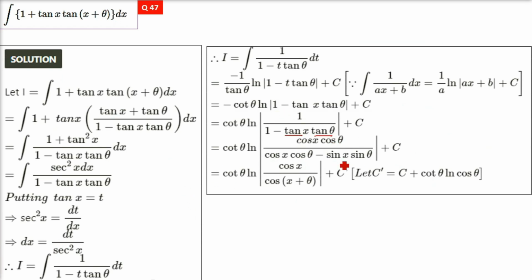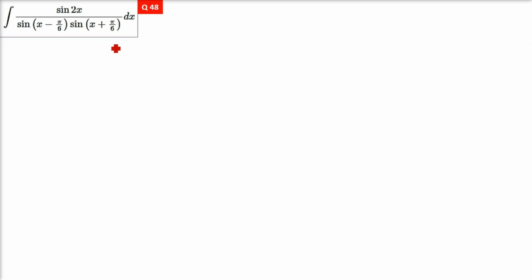So till the third step of the right side block, the answer has already come. Then we resolved it. This is sin 2x divided by sin x minus pi by 6 into sin x plus pi by 6. Now sin pi by 6, let me tell you, is 1 by 2, just in case we come to a point where we have to use it. Now the denominator is sin a plus b and sin a minus b. You can also call it sin a minus b into sin a plus b. It's simply sin square a minus sin square b. You already know that. This is a standard result.